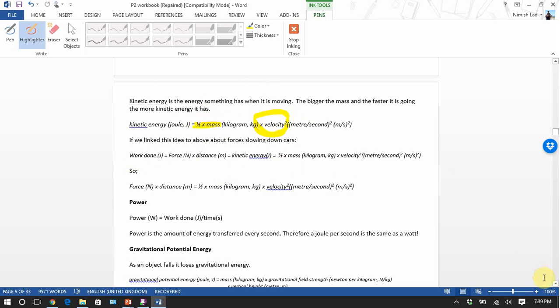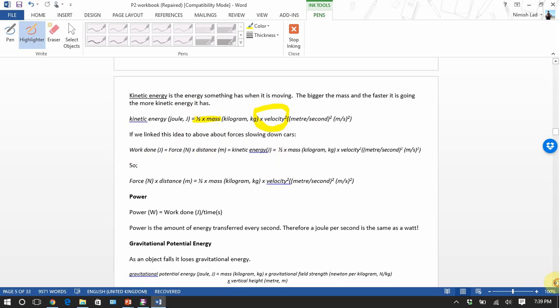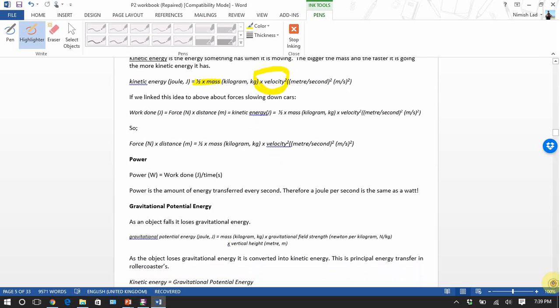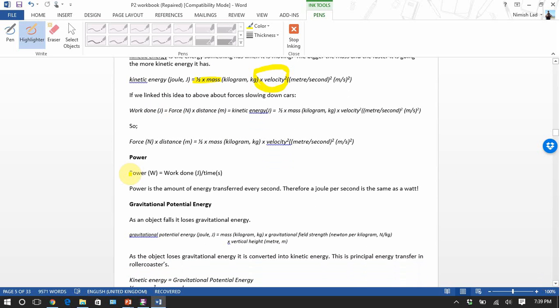Alright. Power. Power is the rate of energy transferred. Okay, so in other words, it's the amount of energy transferred per second. In other words, the work done divided by time. Power is measured in watts. Okay, so power is a joule per second, which is also the definition of a watt.